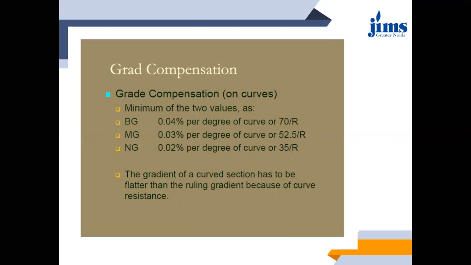Now, just like highways, in railways also we provide grade compensation on curves. Grade compensation on curves is provided in order to decrease the severity of the curve. In railways, for broad gauge, it is calculated as the lesser of 70 by R, or 0.04% per degree of curve for broad gauge condition. And the gradient of a curved section has to be flatter than the ruling gradient because of curve resistance.